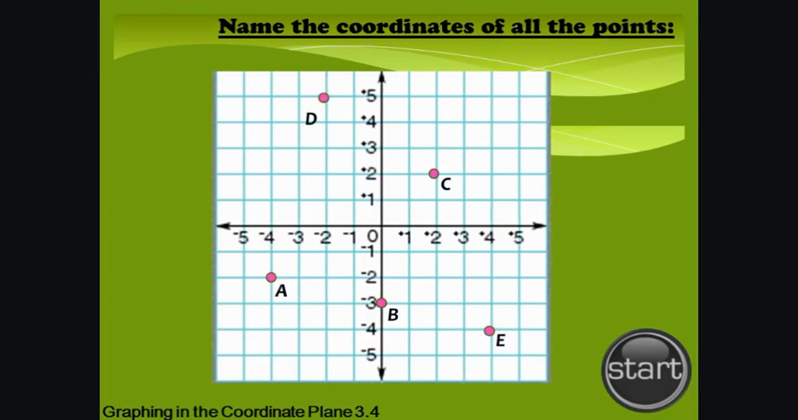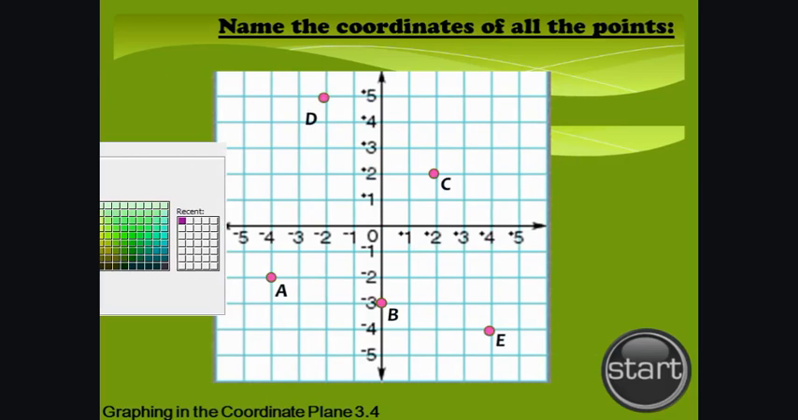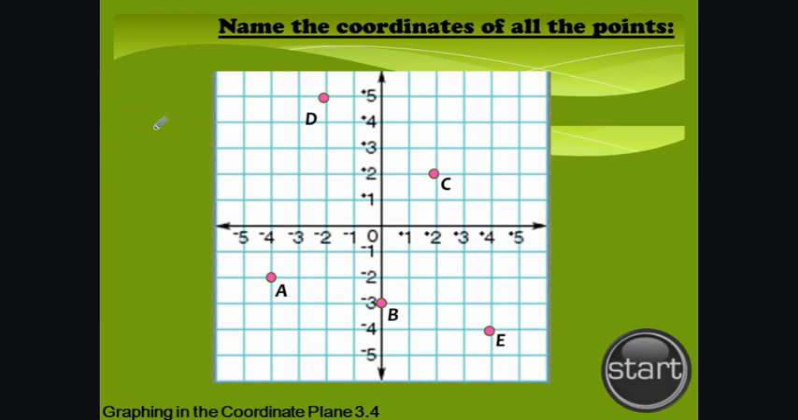Now we're going to switch the rules and we're going to name the coordinates of these points. So on the right hand side, I'm going to change my color here. And on the right hand side, I'm going to label A, B, C, D, and E. These are all of our points. And we're going to provide the coordinates, the ordered pairs, for all of those points. So if we're looking at point A, from the origin we have to move 4 units to the left, so -4, and then from there we need to move 2 units down, -2.